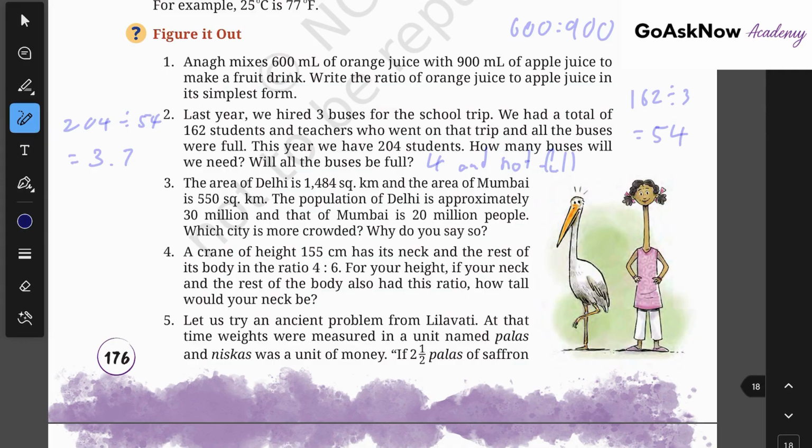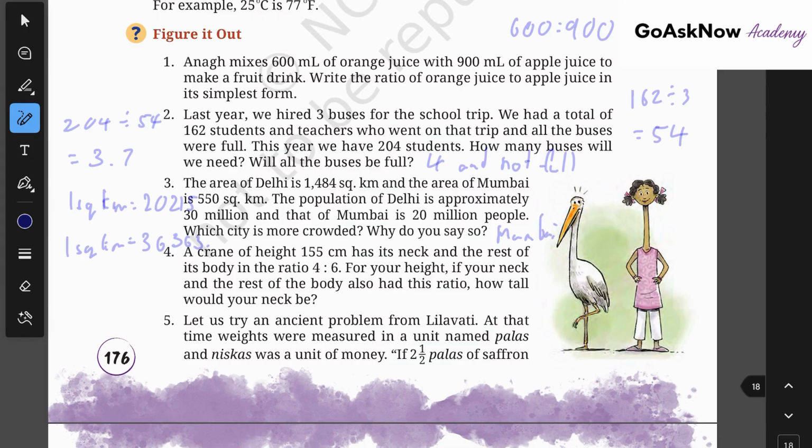You should get, so each 1 square kilometer in Delhi is 20,215. Then 1 square kilometer in Mumbai is 20 million divided by 550. That you should get 36,363. So based on this, we can see there's more people living in 1 square kilometer in Mumbai than in Delhi. So the answer is Mumbai.